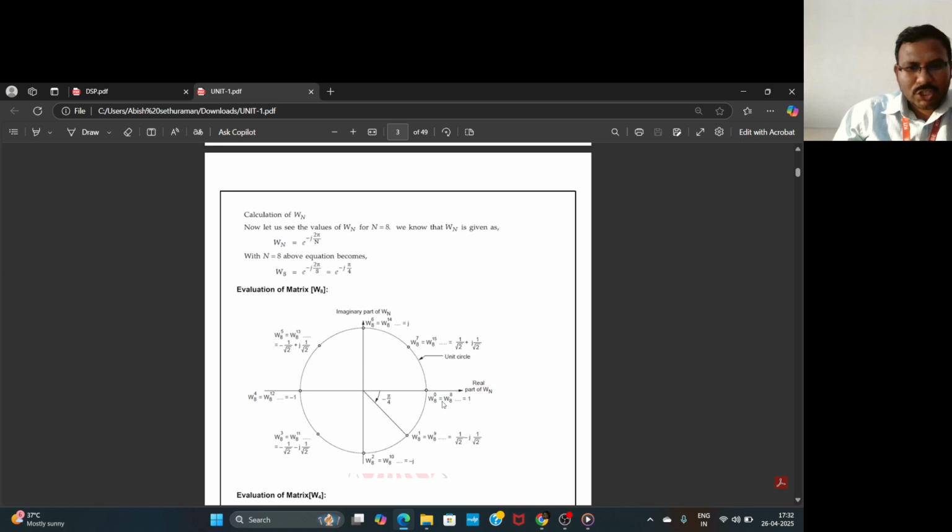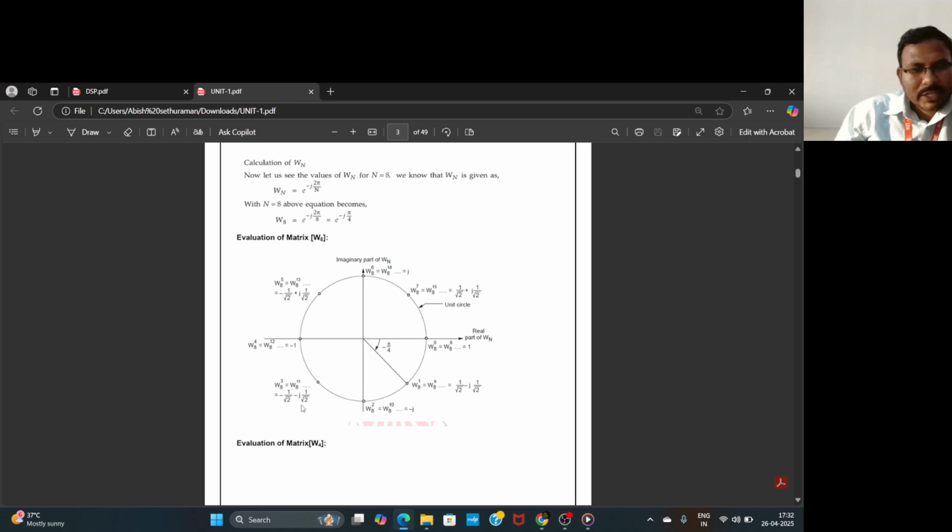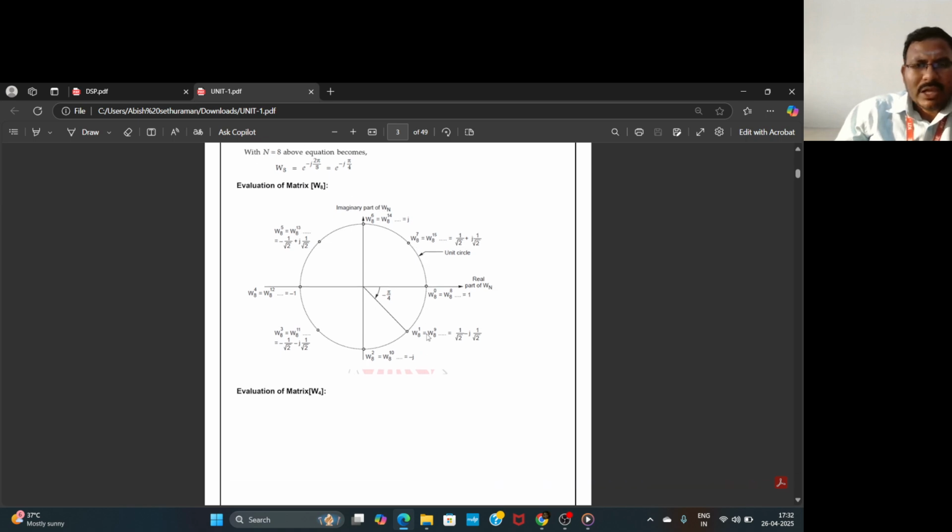Here W8 power 0 equals 1, because in e power minus j 2 pi divided by 8 the nk value is 0, so e power 0 is 1. Likewise we calculate W8 power 1, and the answer is 0.707 minus j 0.707, that is 1 by root 2 minus j 1 by root 2. The W8 power 2 value is minus j. W8 power 3 value is minus 1 by root 2 minus j 1 by root 2. Then W8 power 4 value is minus 1. This is applying the cyclic property, and in a similar fashion we obtain the remaining values. This is the value of W8.